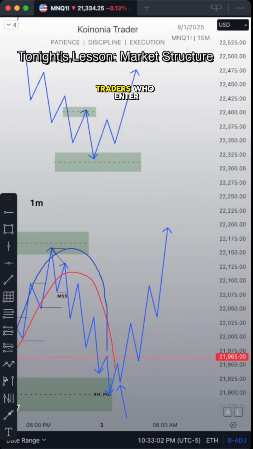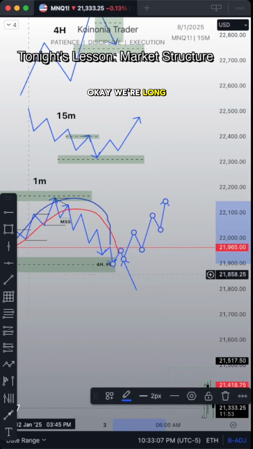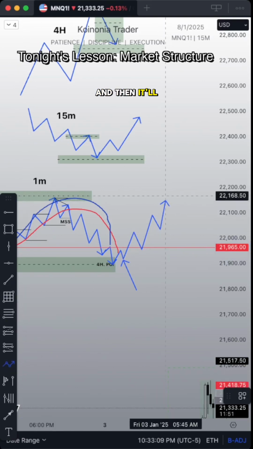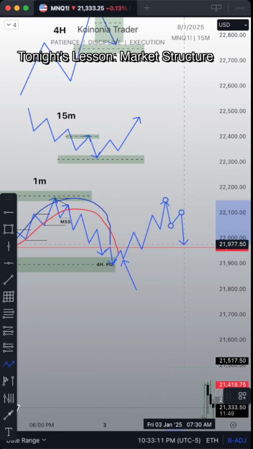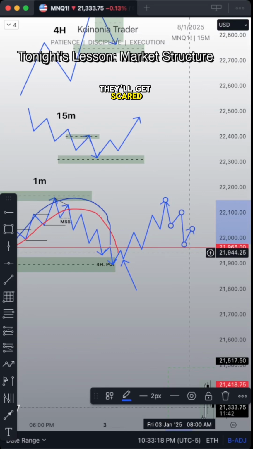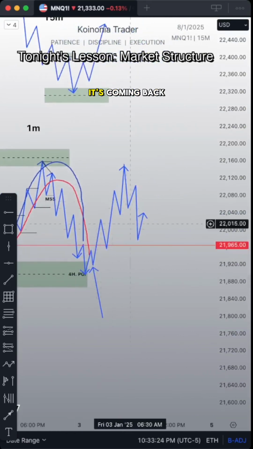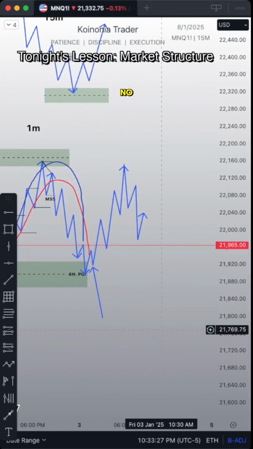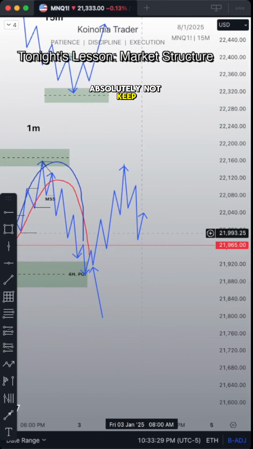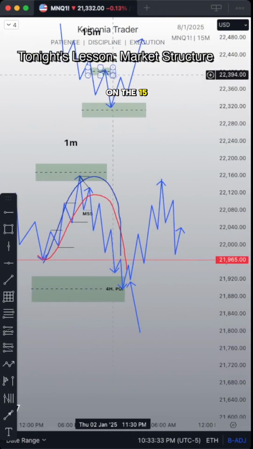Now you'll get traders who enter this, right? And they're like, okay, we're long. And then it'll start to do this. And then what will they do once they start seeing this retracement like that? They'll get scared and they're going to sell it. Why? Because they're like, oh no, this is not right. This trade is wrong. It's coming back down. It's going to break that again. No, absolutely not. Keep in mind, here we're putting a lower high because on the 15 minute, it's still that lower high.